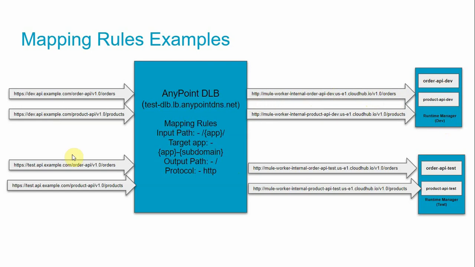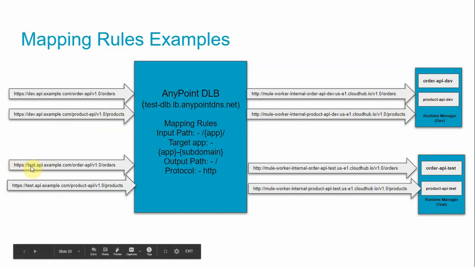See, here we are just using this subdomain keyword and this particular DNS to identify the correct environment. Same thing goes with the product. I got dev.api.example.com slash product-api v1.0 products. http mule-worker-internal-product-api-dev.us-east1.cloudhub.io slash v1.0 slash product. So it will go to this particular product API.